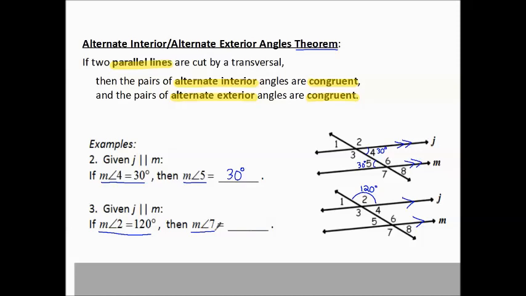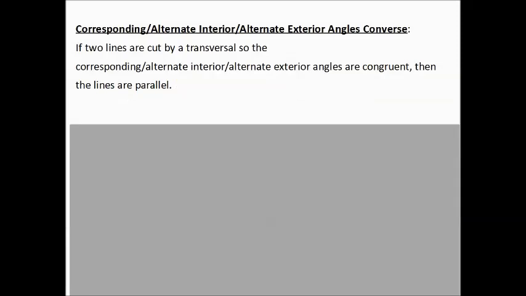The measure of angle 7, well, angle 7 is down here, also obtuse. More importantly, it's alternate exterior with this angle. Alternate exterior this time. So by the alternate exterior angles theorem, this angle is also 120 degrees. Now we can also use these postulates or theorems in reverse, and we'll talk about the corresponding or alternate interior or alternate exterior angles converse.